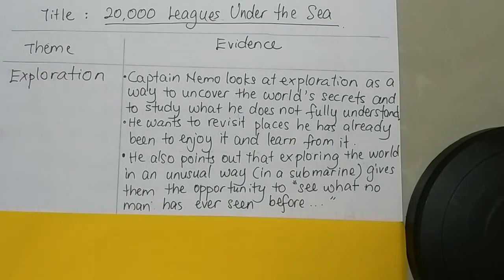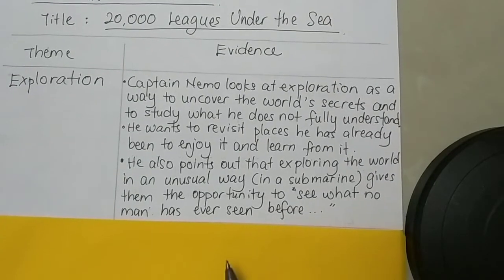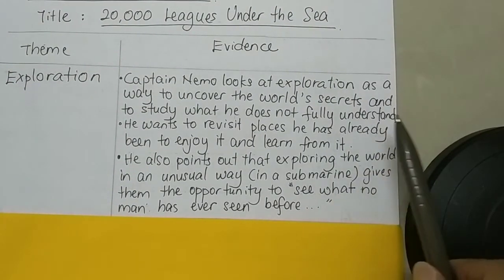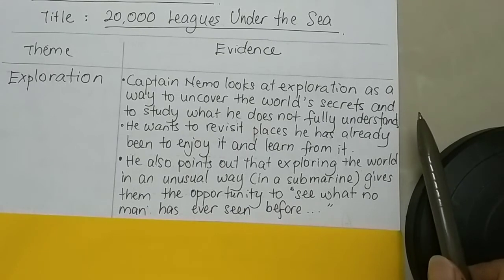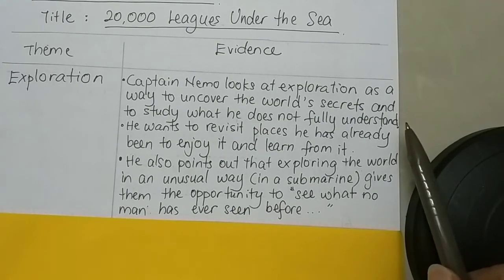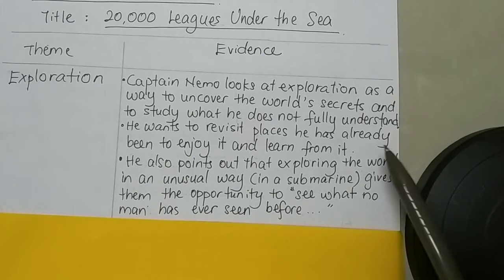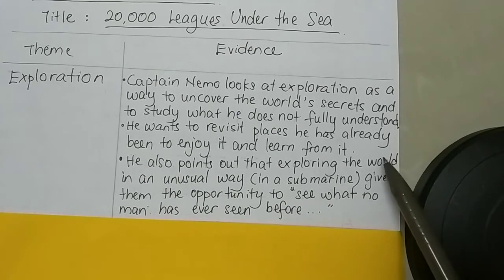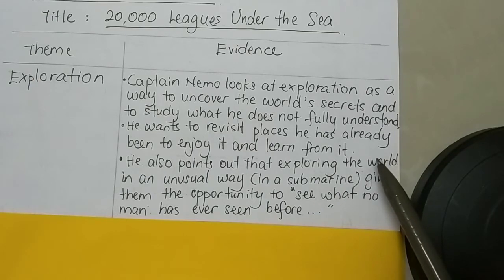Okay, you need to put this down on page 74. The theme will be exploration, and the evidence will be: Captain Nemo looks at exploration as a way to uncover the world's secrets and to study what he does not fully understand. So this is the first evidence. Second evidence will be he wants to revisit places he has already been to enjoy it and learn from it.